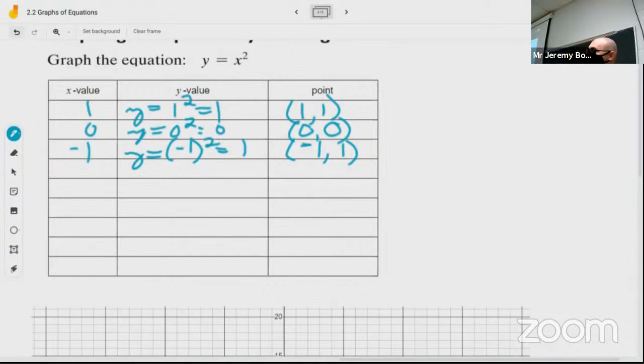So we may need more. We'll see what we get out of this, and maybe we'll elaborate on it. And you don't have to choose 1, 0, -1. You could have chosen 2, 0, -2. I would just say choose a positive, a 0, and a negative. That'd be a good start as well.